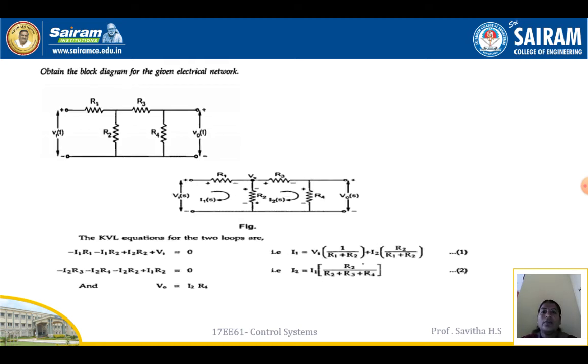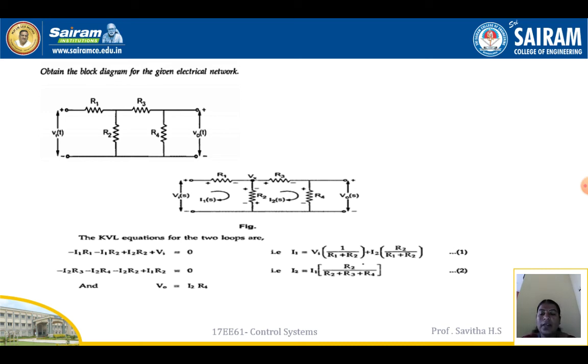Obtain the block diagram of a given electrical system. The given electrical system has 4 resistors. Input is Vi and output is V0. Applying the KVL equation, I1 R1 minus I1 R2 plus I2 R2 plus Vi is equal to 0. So I1 is equal to Vi into 1 by R1 plus R2 plus I2 into R2 divided by R1 plus R2.